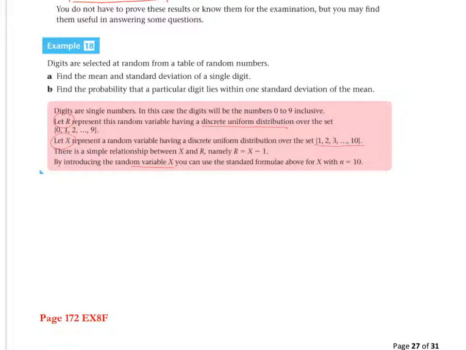So let's have a go at it. All we're doing is using those formulae from above. So the expected value of a single digit R is the same as E of X minus 1, which is E of X, take away the 1, which is n plus 1 over 2 minus 1, which is equal to 10 plus 1 over 2 minus 1, which is equal to 4.5.